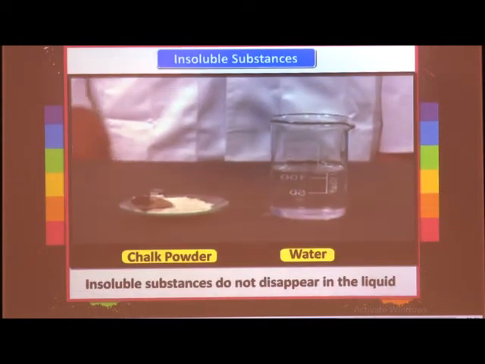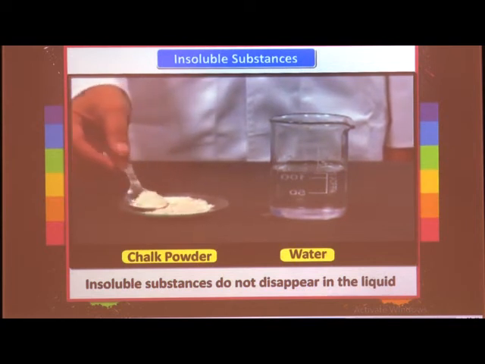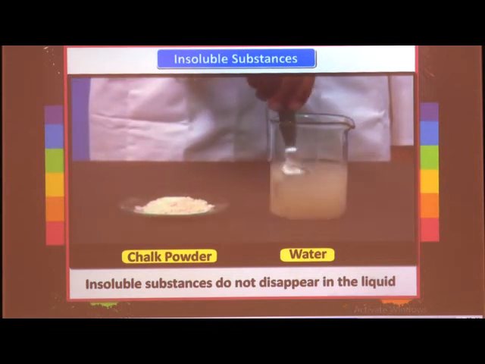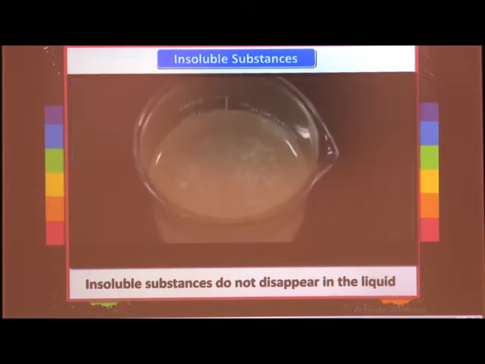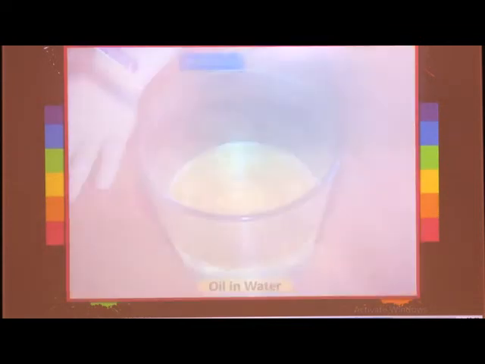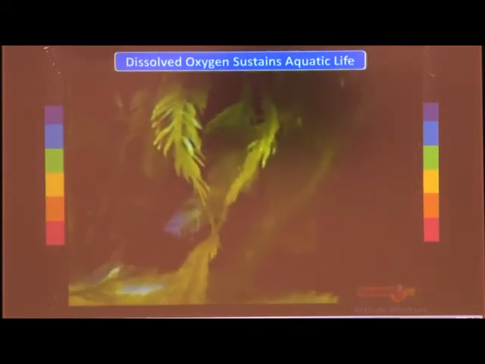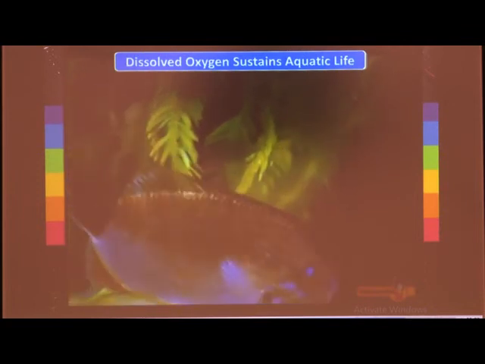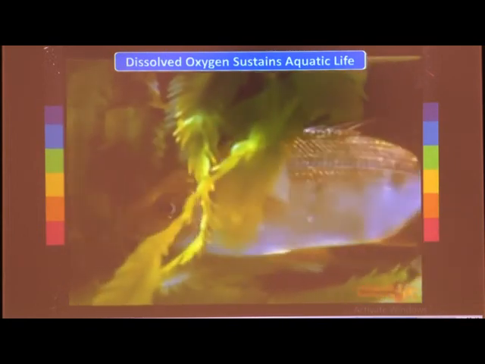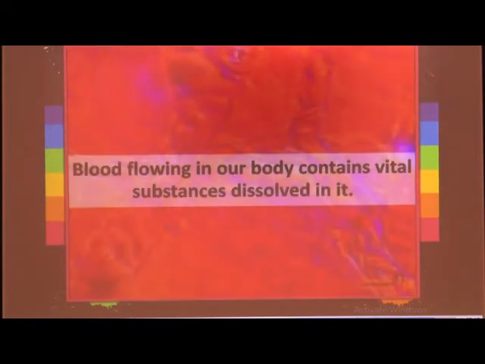On the other hand, insoluble substances do not get dissolved in the liquid. These either float on its surface or sink at the bottom of the container. For example, oil doesn't mix with water and floats on its surface. Solubility holds the key for sustenance of life on Earth. Dissolved oxygen in water is the source of oxygen for aquatic life. Also, water in our body carries a large number of vital substances in dissolved state.